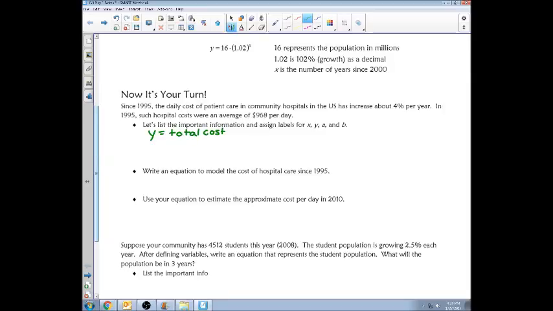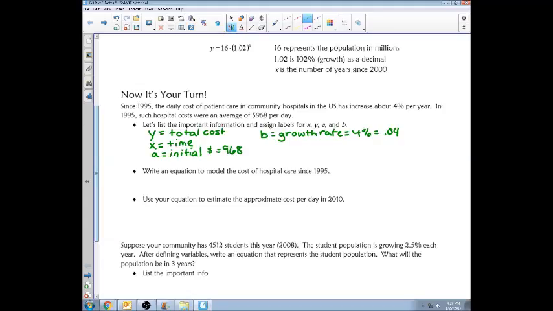Okay. The next thing would be the X, which is always our time. Then our A, which is our initial cost, or money. In this case, our initial is 968. And then B is our growth rate, which would be 4%. I'm sorry, you need to write growth rate, don't I? B is our growth rate, which is 4% or 0.04.